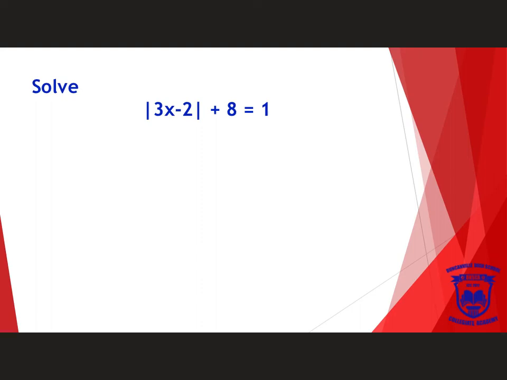Now let's look at this equation. It looks a little bit more complicated, but it applies the same concepts. So here we have the absolute value of 3x minus 2 plus 8 is equal to 1. Now, here's our problem child right here. We have this plus 8. So I'm going to write a note at the top.